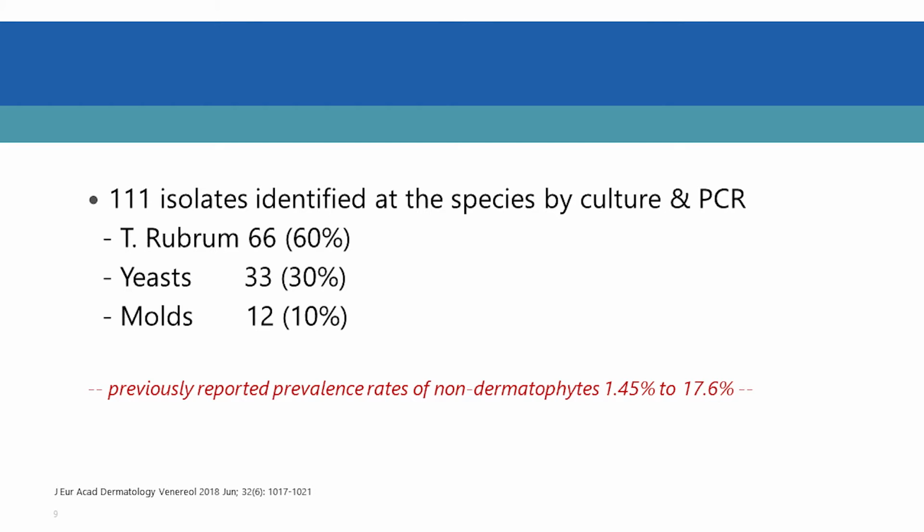This study looked at 111 isolates identified at the species level by culture and PCR for the causative organism. 66 of these patients were positive for dermatophyte T. rubrum. 33 of these patients were yeasts. Now, the previous report just said it's very uncommon for yeast to cause onychomycosis, but as you all know, from study to study, these numbers may change. And lastly, 10% of the time, 12 isolates, were identified as molds.